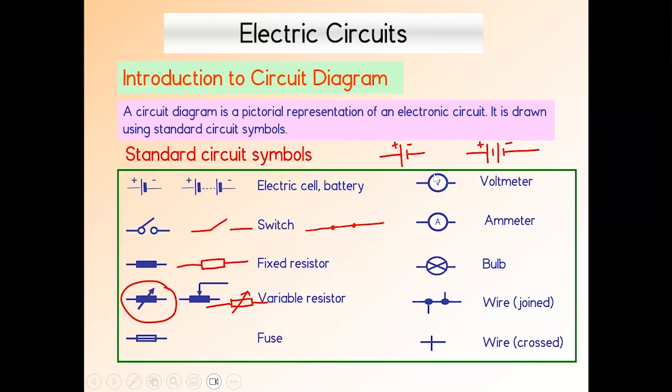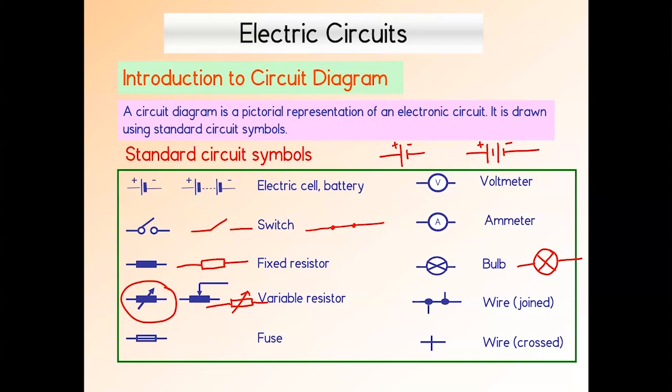Voltmeter, you have a circle and a capital V representing voltmeter. So you have to make sure it's a capital, not a small v. Ammeter, you have a circle and inside have a capital A. Light bulb, okay. In the past, light bulb, they accept this as well. Nowadays, they don't seem to want you to draw this as the light bulb. You have to indicate a cross inside. Okay, so this is the light bulb.